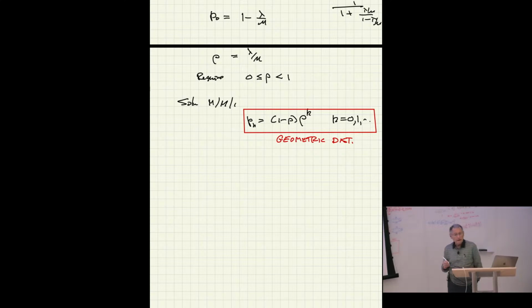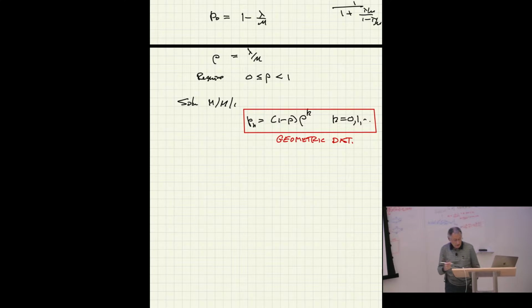What do we know about the geometric distribution? Does it have a property? Yes. Memoryless. It's the only discrete distribution that's memoryless, which means its tail looks like itself everywhere. So now we know the two. For continuous time, it's exponential. For discrete time, it's geometric.